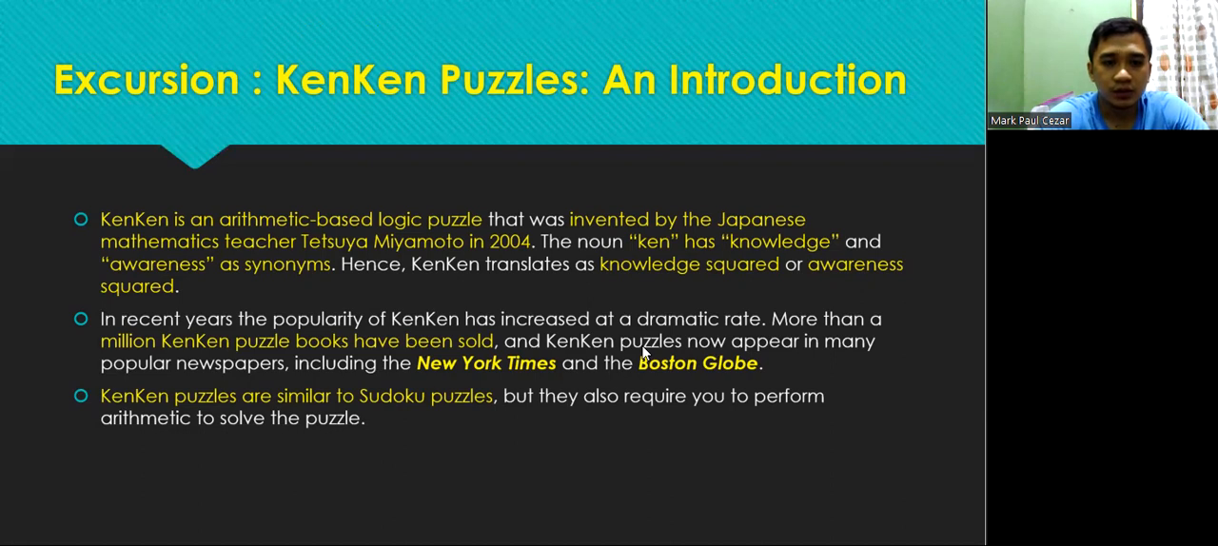Okay. So KENKEN puzzles now appear in many popular newspapers, including the New York Times and the Boston Globe. KENKEN puzzles are similar to Sudoku puzzles. So for those who are playing Sudoku puzzles, maybe you could relate with this KENKEN puzzle. But they also require you to perform arithmetic to solve the puzzle. For this arithmetic, we're just going to use addition, subtraction, multiplication, and division.